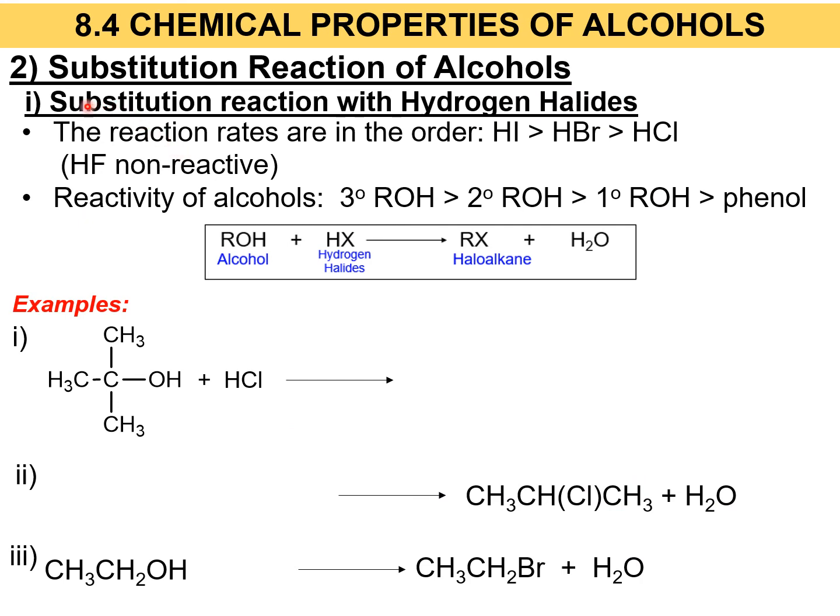Okay, so let's look at the first type of substitution reaction of alcohol, that is with hydrogen halides. So actually there is an order of reactivity in the hydrogen halides. HI is more reactive compared to HBr and HCl. HF is non-reactive, and for reactivity of alcohols, tertiary alcohol is preferred compared to secondary and primary alcohol. But it's not that important.